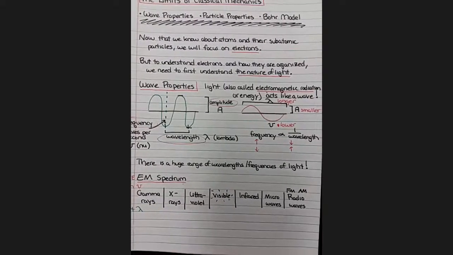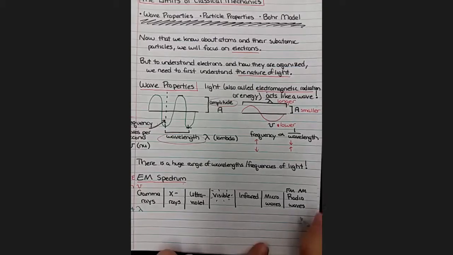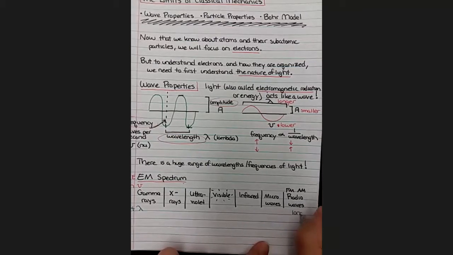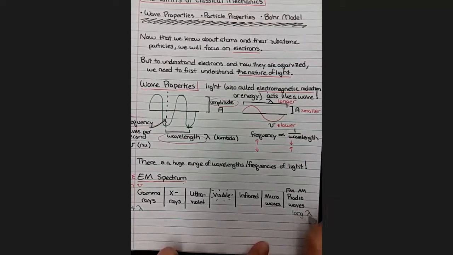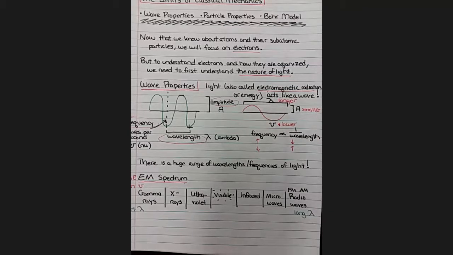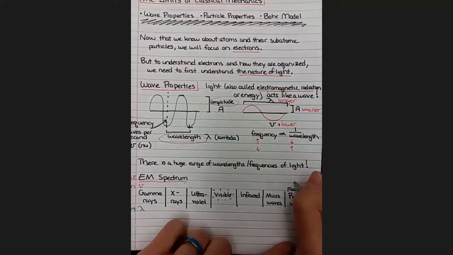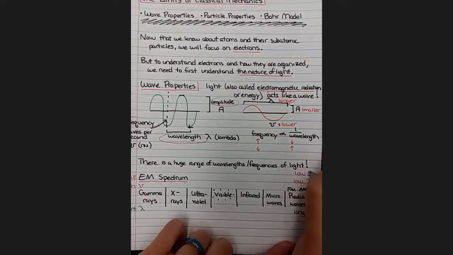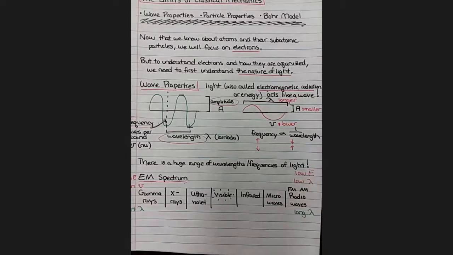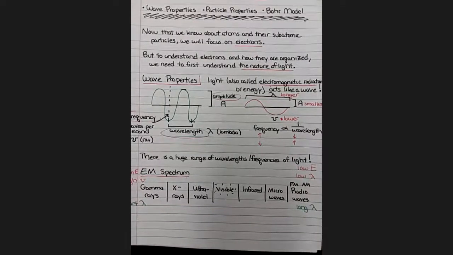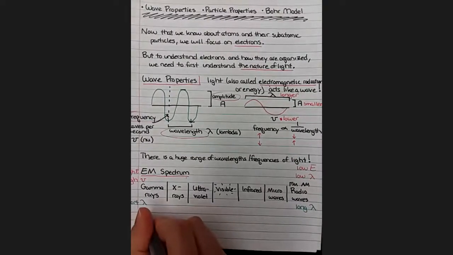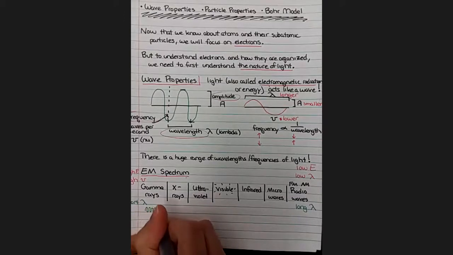And over here at the radio waves end, this is the long waves. Radio waves are about the size of a car. They're very big. And they are low frequency, low energy at this end. So if we were to draw, sort of like indicate the wavelength here at the gamma ray end, the wavelength would be very, very short.